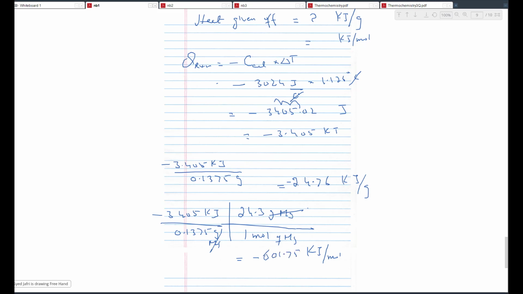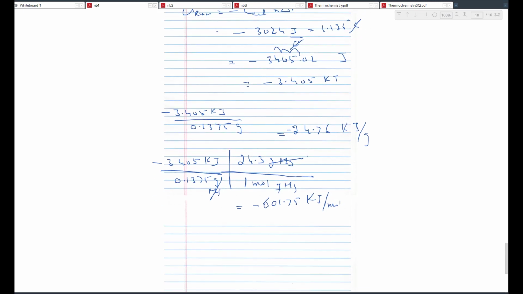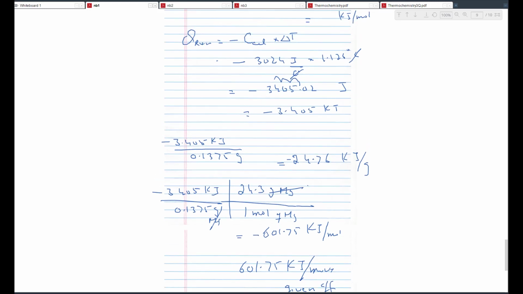601.75. But as they are already saying in the problem, calculate the heat given off. Because it is given off, we don't have to write the negative sign. I can write 601.75 kilojoules per mole given off. Yes, you're right, because given off means negative. The same thing you can do here. If you want to write given off, you can use 24.7 kilojoules per gram given off.